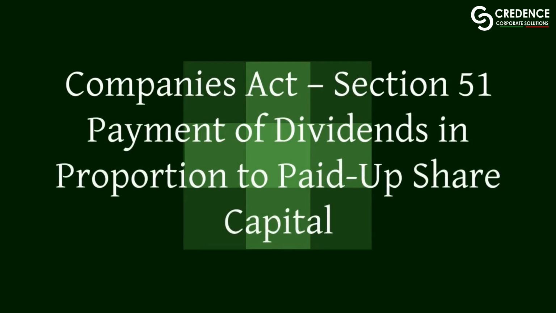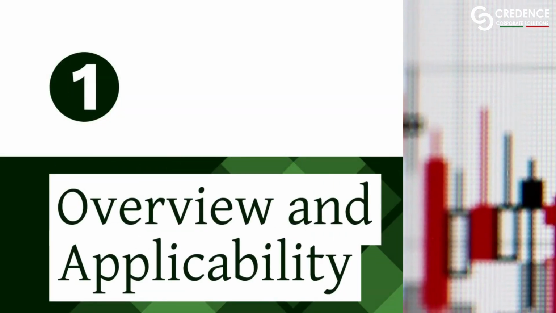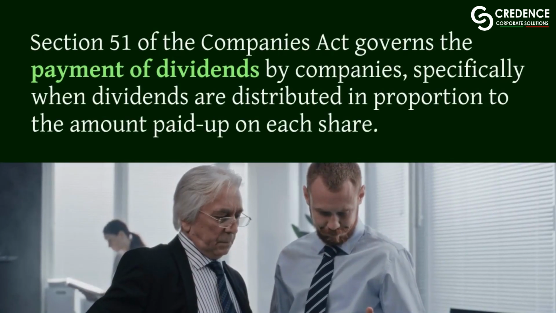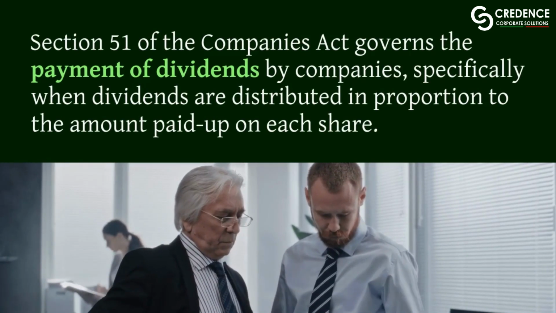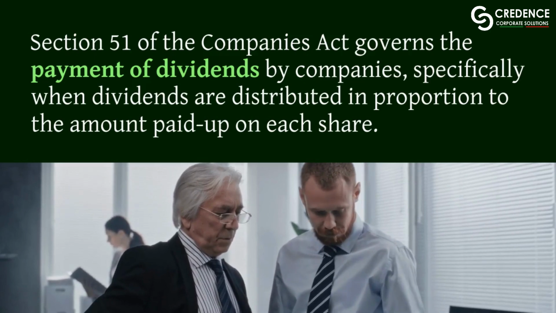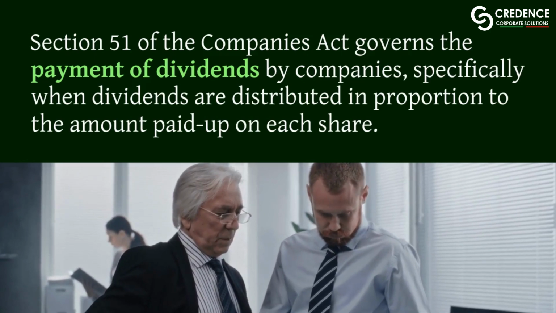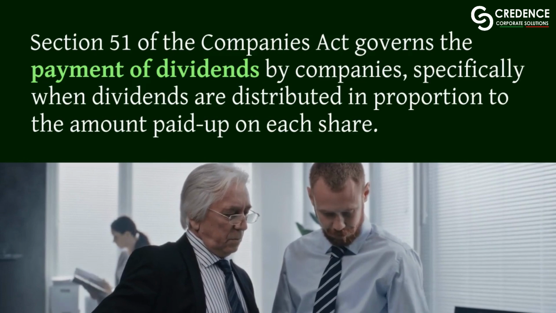Companies Act Section 51. Payment of dividends in proportion to paid-up share capital. 1. Overview and applicability. Section 51 of the Companies Act governs the payment of dividends by companies, specifically when dividends are distributed in proportion to the amount paid up on each share.